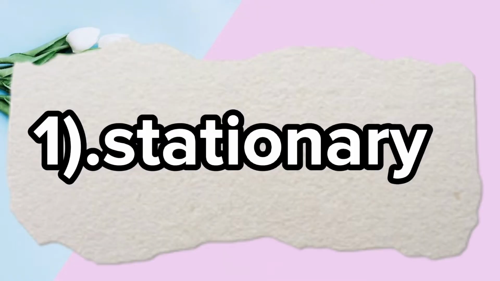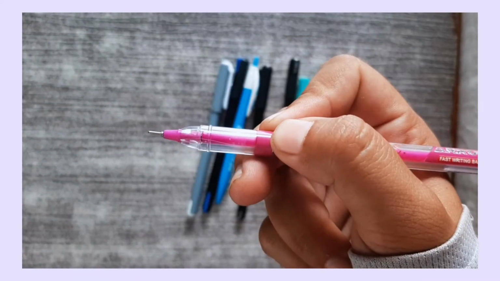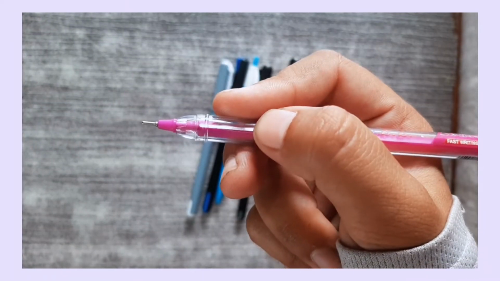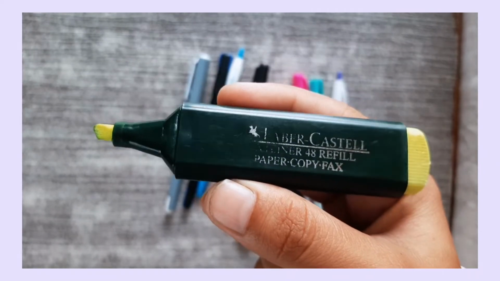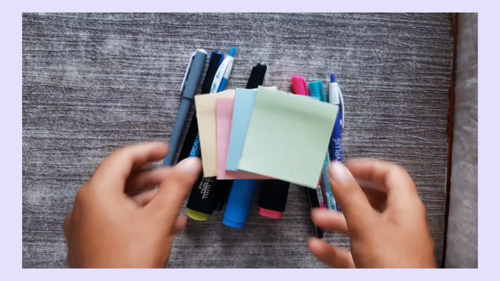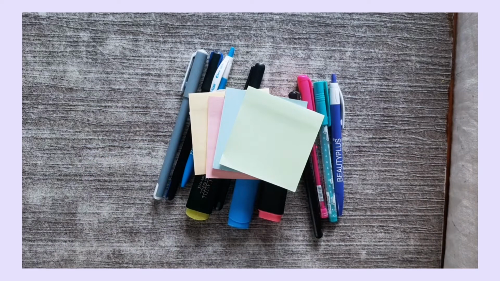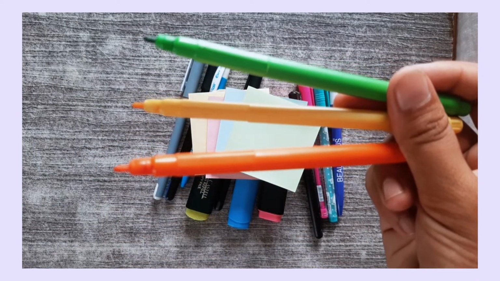Let's talk about stationery. First thing is a pen, of course. Make sure to use a pen you have grip on and that works smoothly. Secondly, highlighter and sticky notes, and in case you want to make your notes colorful, you can simply use sketch pens. Now let's talk about notebooks.